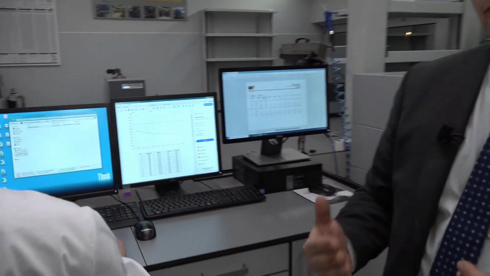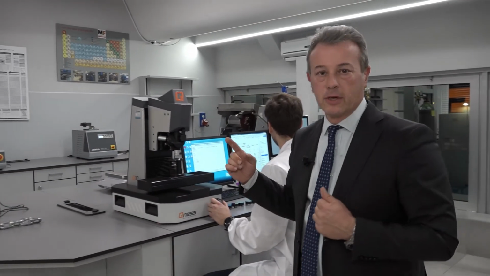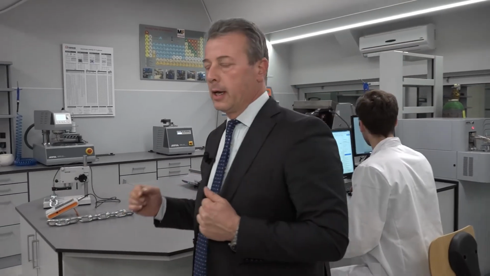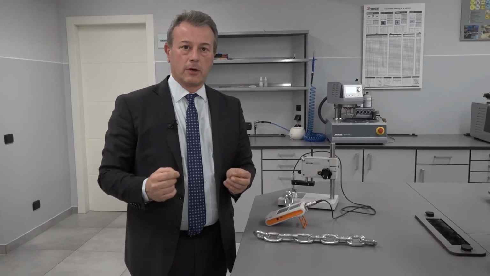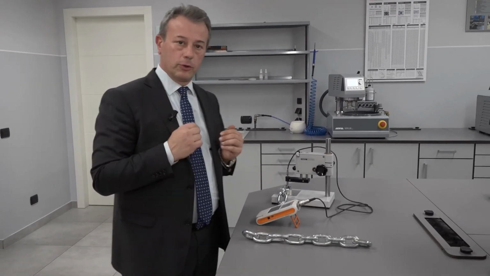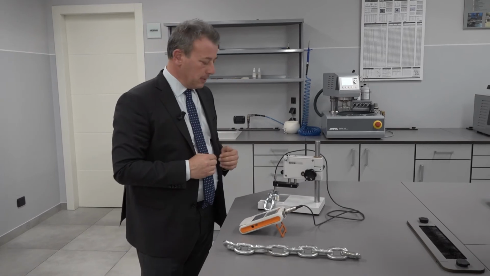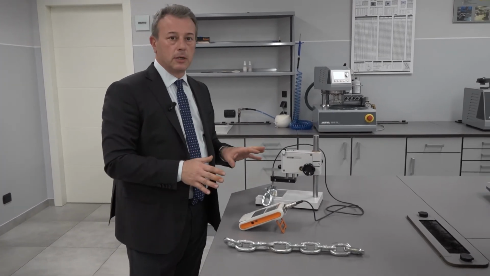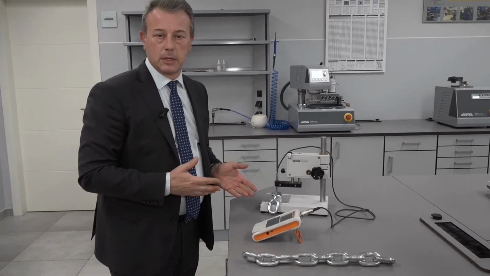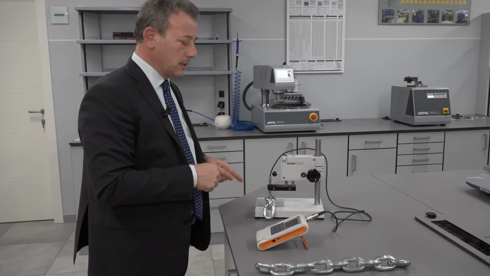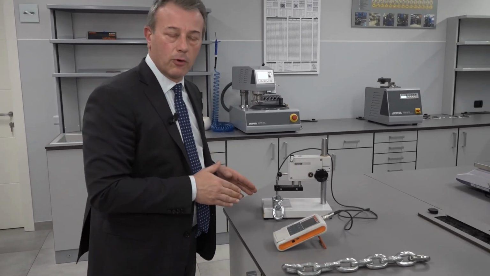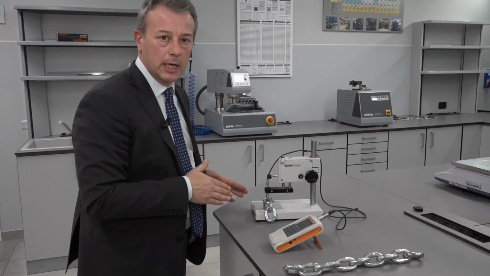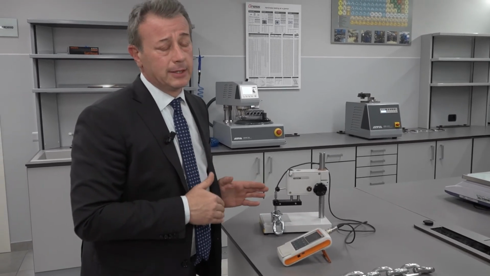Finally, we move on and we can check the surface treatment of a chain. In this case, we are wondering how many microns of layers of, for example, zinc are on a chain specimen. And with this tester, we can understand what this layer is, and this tester could be used both for hot dip galvanized chain and zinc plated chain.